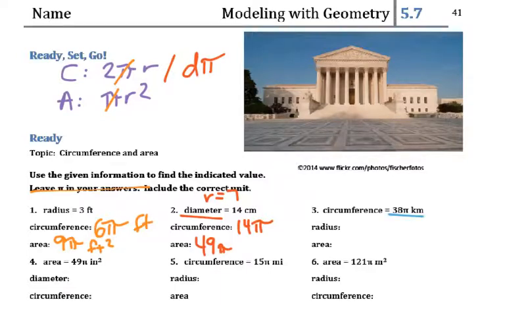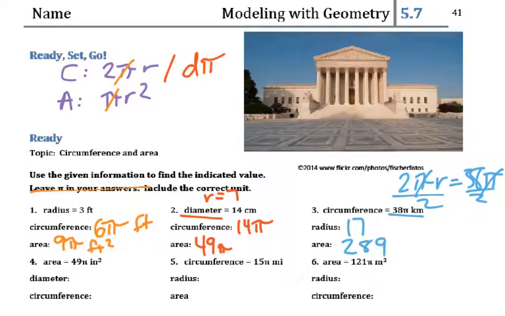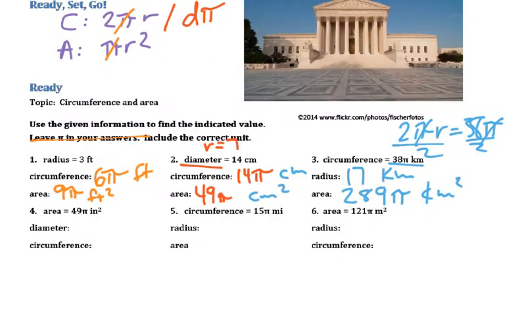Okay, 38 pi kilometers for the circumference. So the radius, that would be 2 pi r equals 38 pi. The pi's would cancel. So I just divide by 2 to get 17 for our radius. If I know what our radius is, I just go 17 squared to get 289 pi kilometers squared. I guess centimeters squared. Centimeters. Kilometers.